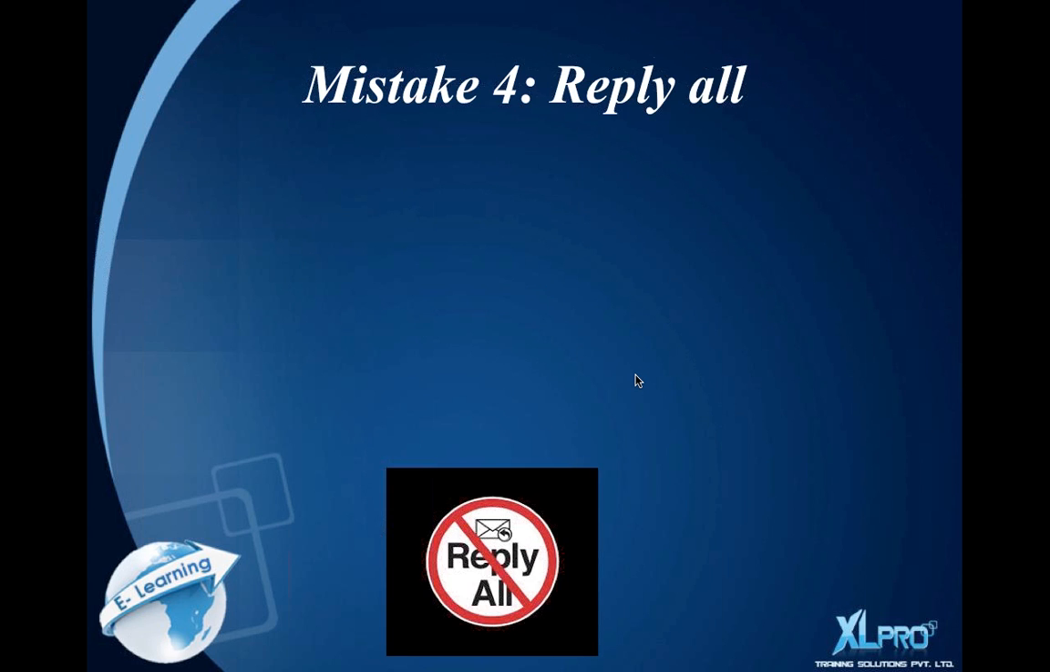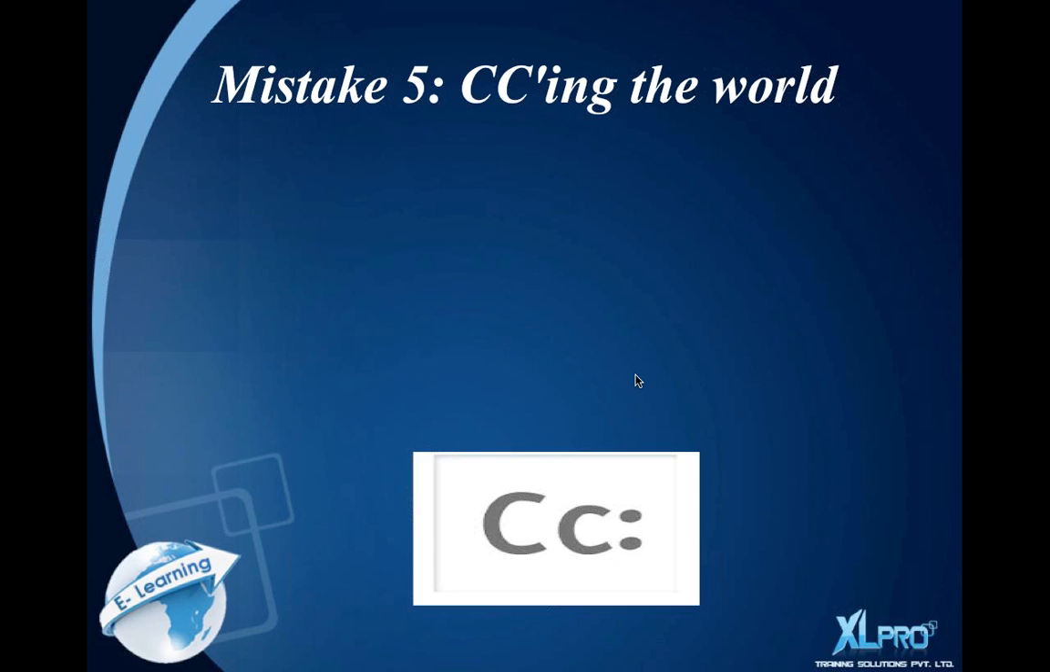Fourth one, reply all is a nuisance. Try and avoid it. If there's no reason to mark a reply all, don't. And if you have to mark a reply all, ensure that all names have not gone into the To section, but into the CC section. Also, when CCing, don't CC everybody. You should know whom you're CCing and why you're CCing. If there's no reason for the person to be in the CC, it's FYI, that's for your information. Do not CC the person.